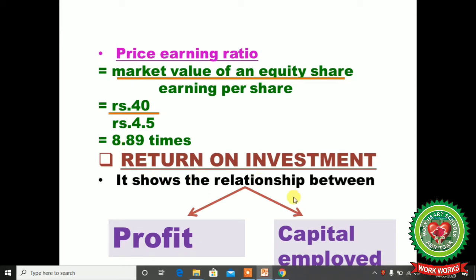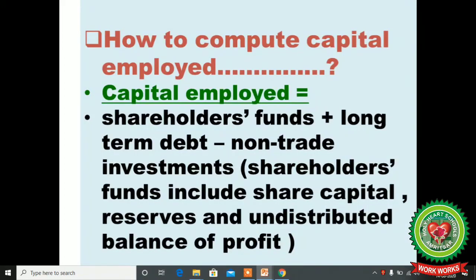Okay. Now the next portion, return on investment, meaning when you want to know about the returns on the investment. Firstly you invested the money, then you want the results. How much return? It shows the relation between the profit and capital employed. You firstly employ the capital, then you want profits. How to compute the capital employed? Capital employed is equal to shareholder funds plus long-term debts.